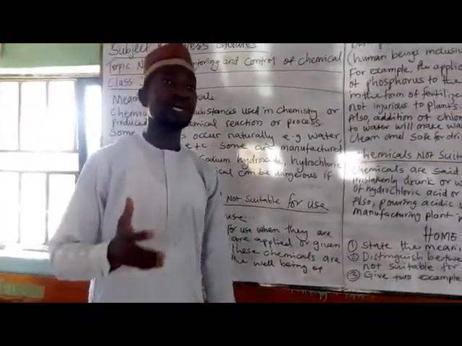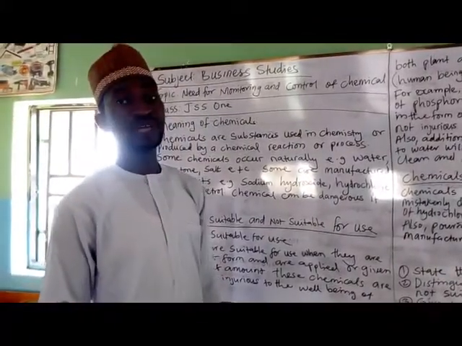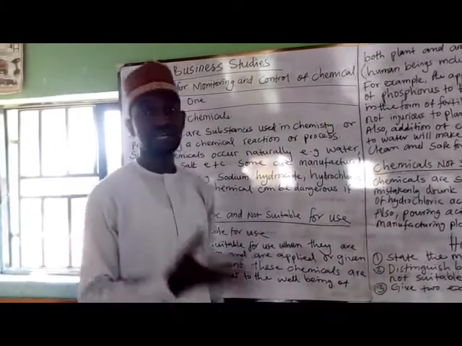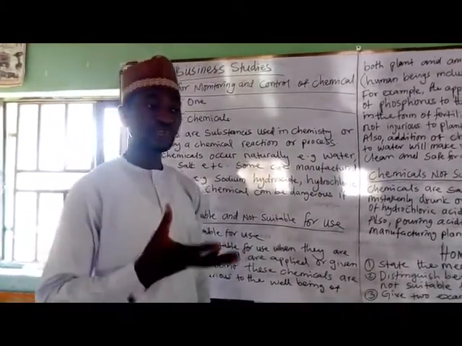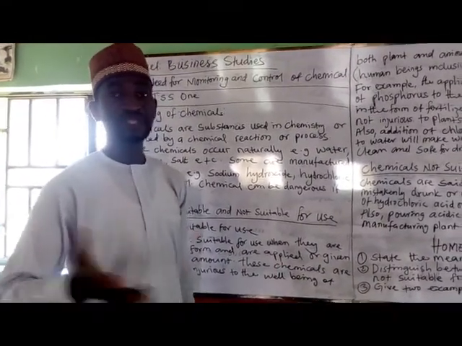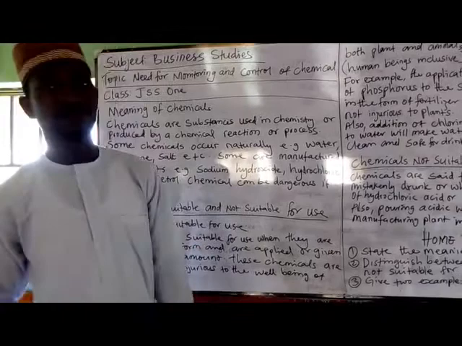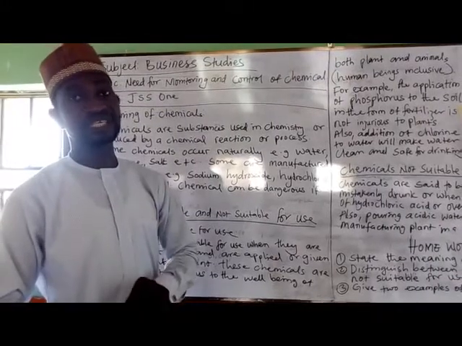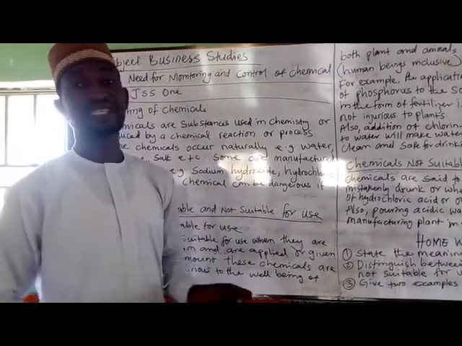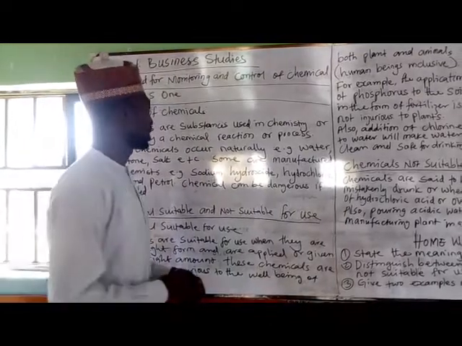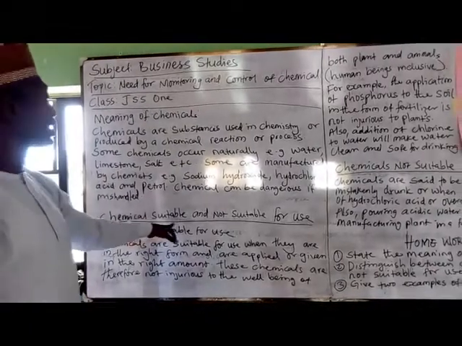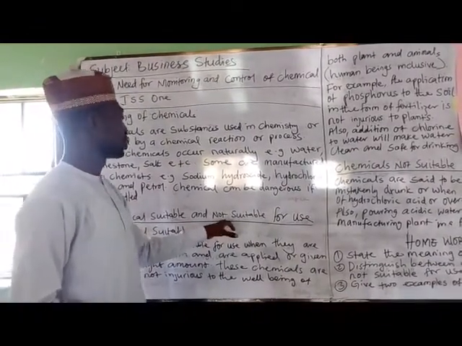And chemicals can be dangerous if mishandled. Chemicals that are not suitable are very dangerous if mishandled. Take for instance hydrochloric acid. We use it in the batteries of vehicles we drive around. That chemical is very, very corrosive. If it touches your skin, it will peel the skin instantly. So it's very harmful. Having said that, let's proceed and look at chemicals that are suitable and not suitable for use.